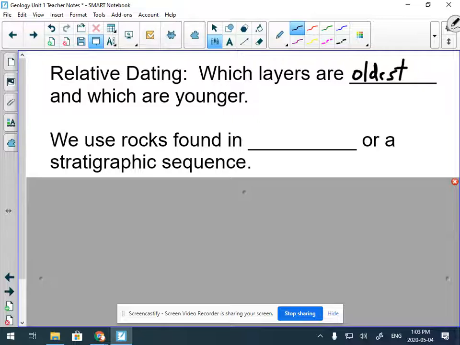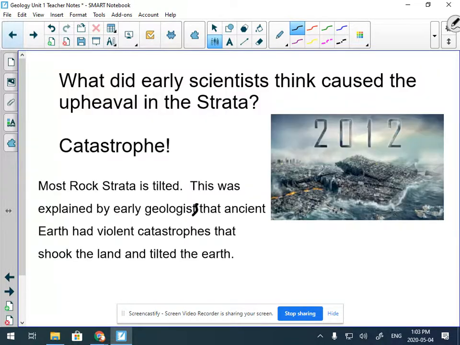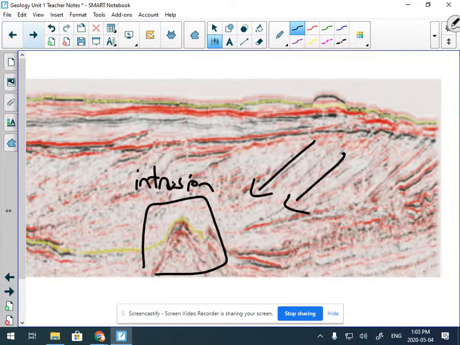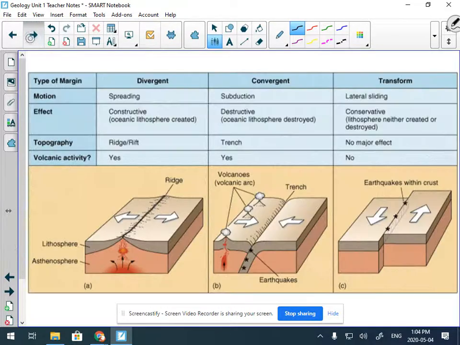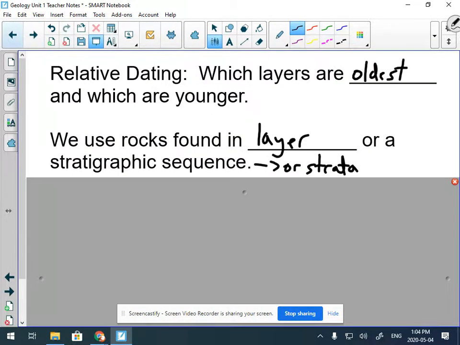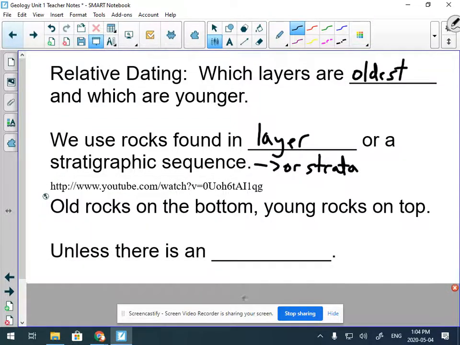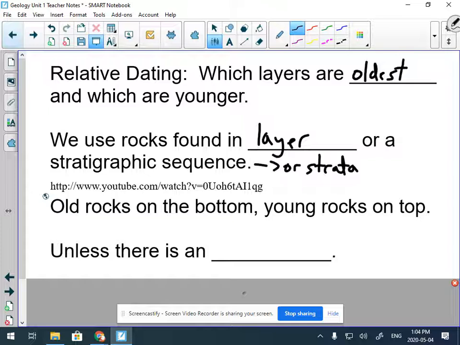Now, for relative dating, you have to use rocks that are found in layers, or in a stratigraphic sequence or strata. I talked yesterday about what strata are. Strata are the layers that sedimentary rock forms. Okay? All right. So that's what they are. And remember, old rocks are lower because new rocks have formed on top.